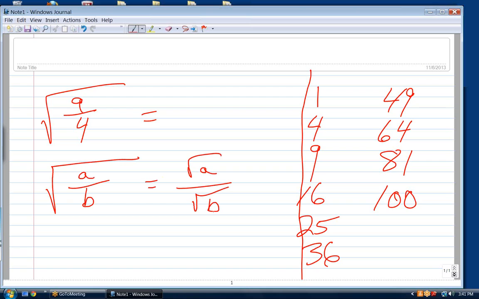In other words, the same rule that applied for multiplication applies for division. If I have the square root of a quotient, it's equal to the square root of the numerator divided by the square root of the denominator. So what would the square root of 9/4 be? 3 over 2, so 1 and 1/2.